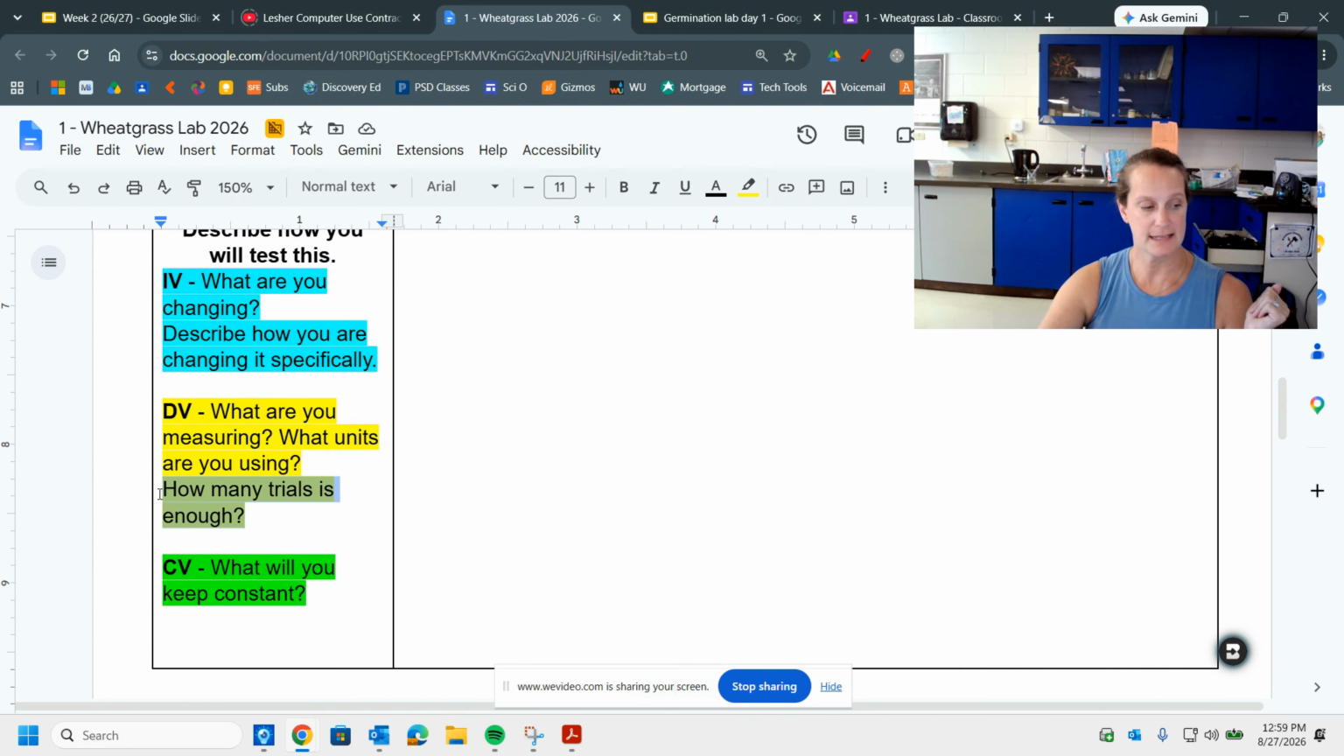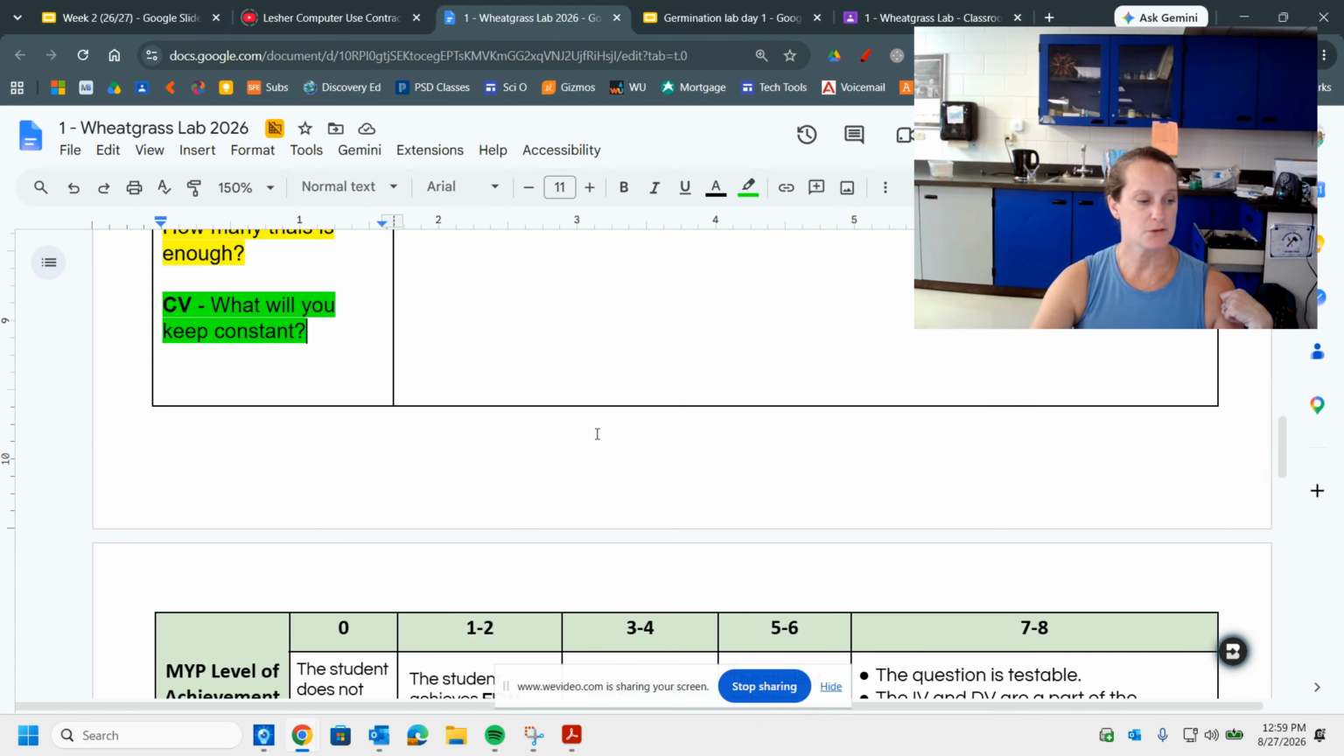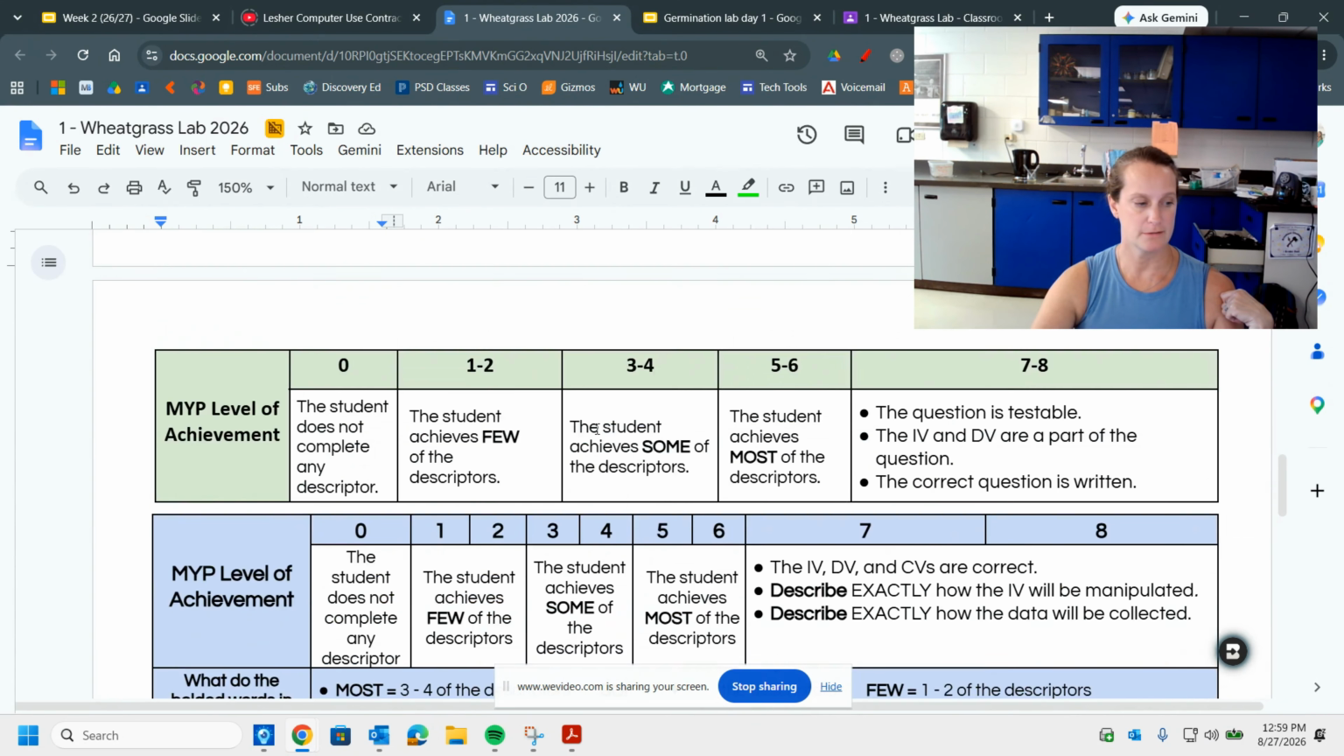Trials, we talked about this last class. You have planted 10 seeds, or you're going to plant 10 seeds in each bag. So you're doing 10 trials, okay? And then what will you keep constant? There should be 3. 3 things you are keeping the same. You do have to scroll down under the rubrics.